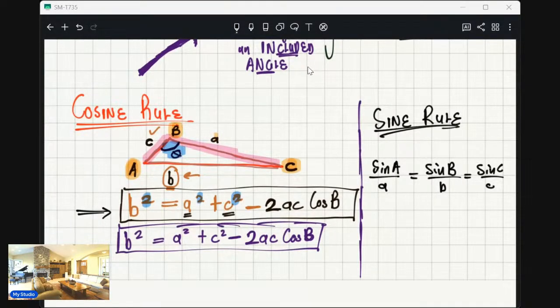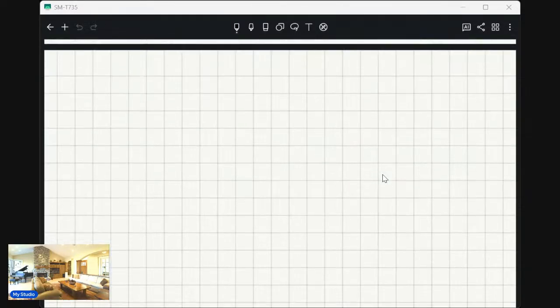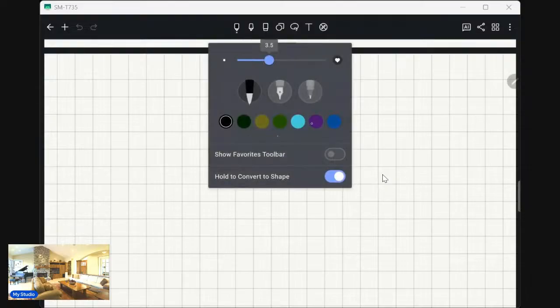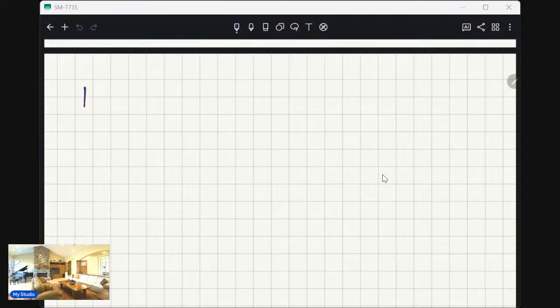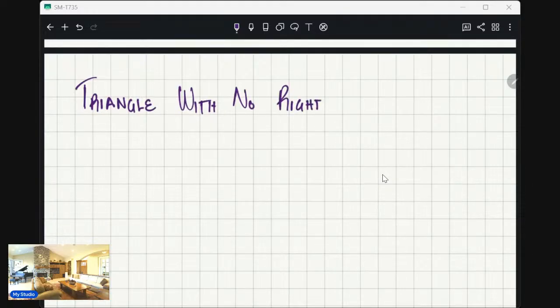Okay. Straightforward. So now let's rewrite one last time and do several questions, because we have several questions to do. Are you ready? All right. Let's rewrite one last time, summarize everything, okay? We said you are doing triangles with no right angle, right? You are doing non-right angled triangles. In other words, you are doing triangles with no right angle.